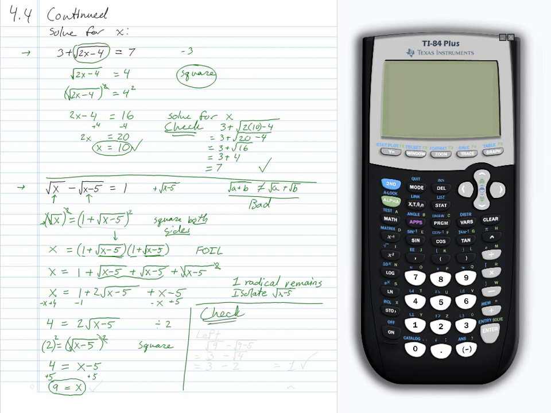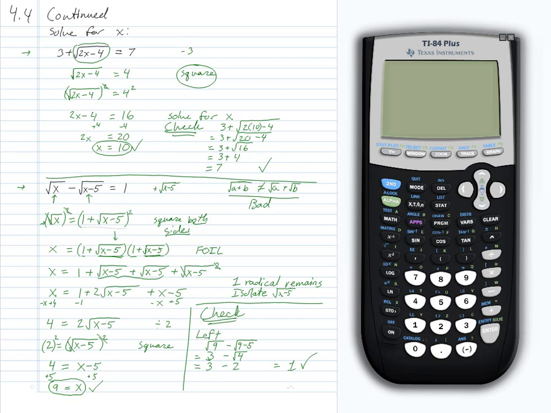Alright, so if we come up with this x value, doubly so in this case because we squared both sides twice, we definitely need to check that solution. So on the left-hand side, we have the square root of 9 minus the square root of 9 minus 5. Well, that's 3 minus the square root of 4, so 3 minus 2, which is 1. And that checks out. So x equals 9 is our solution. It's the only solution to this equation.